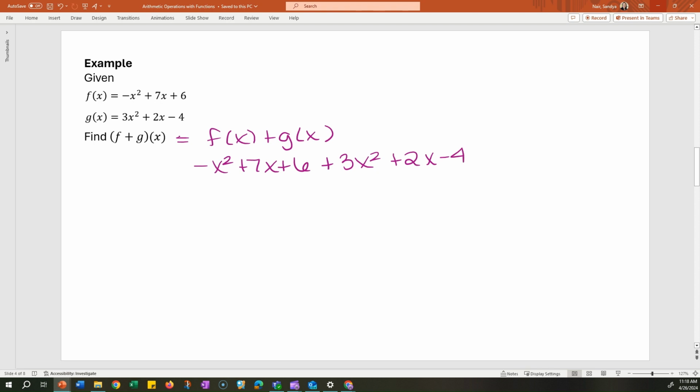Just like when we're working with polynomials, what we want to do is combine like terms. Negative x squared plus 3x squared will give me 2x squared. And then I have 7x plus 2x, which is going to give me plus 9x. And then I have 6 minus 4, which is going to give me plus 2. So 2x squared plus 9x plus 2 is my simplified answer.